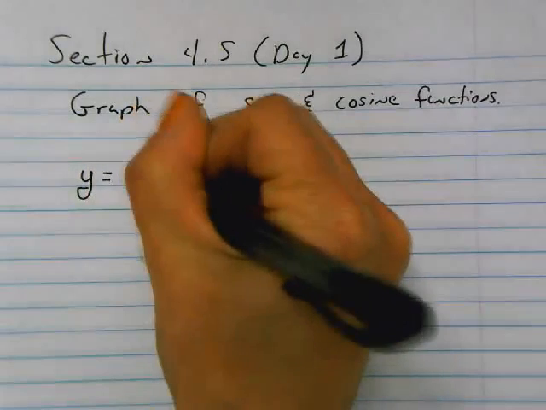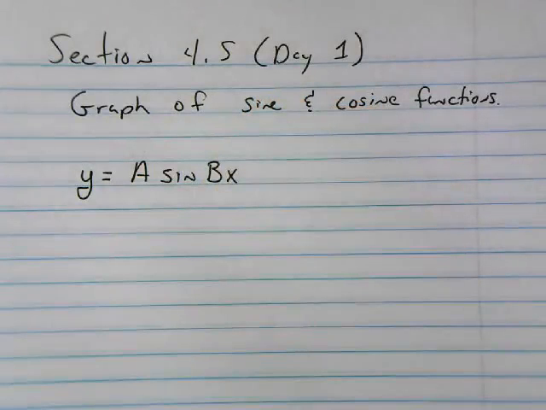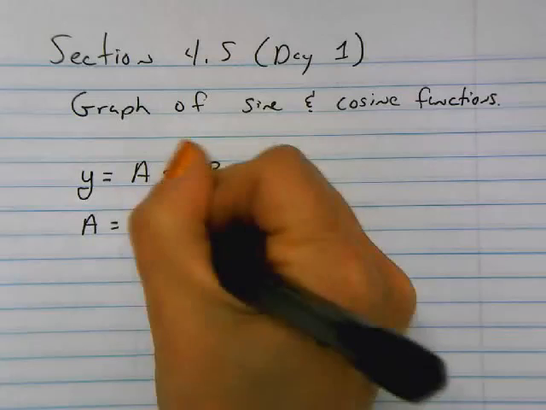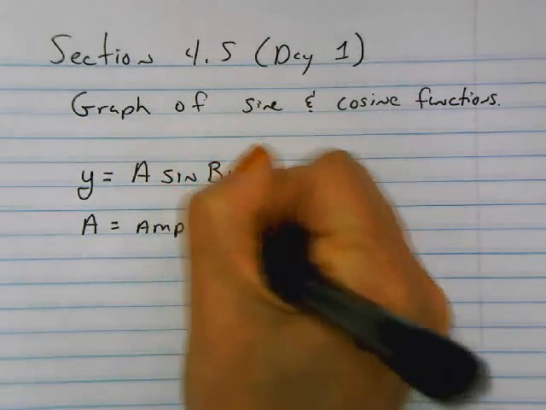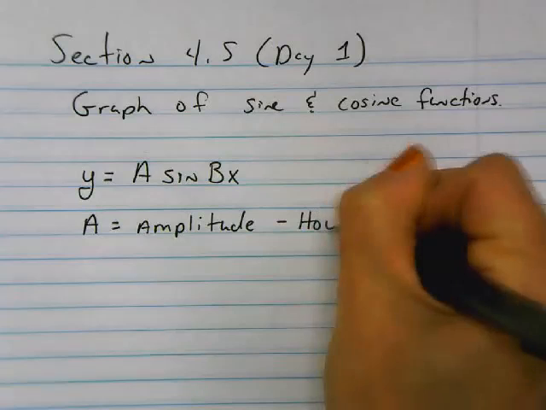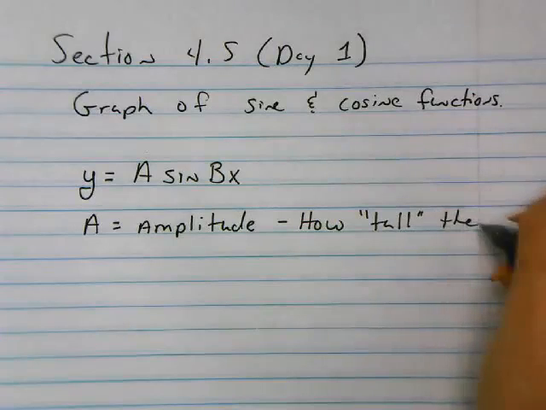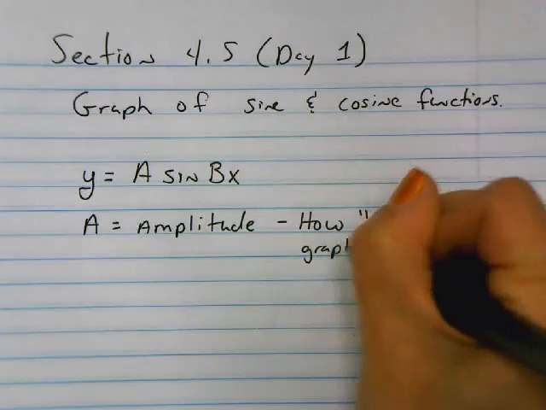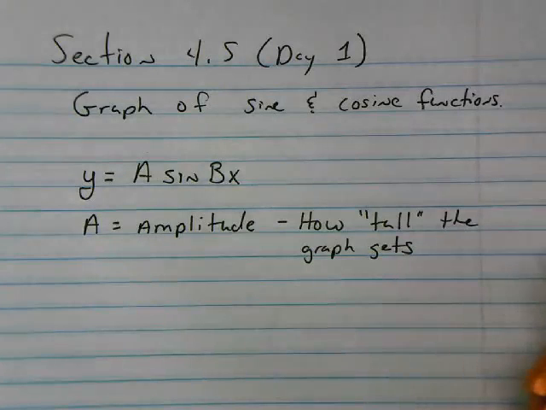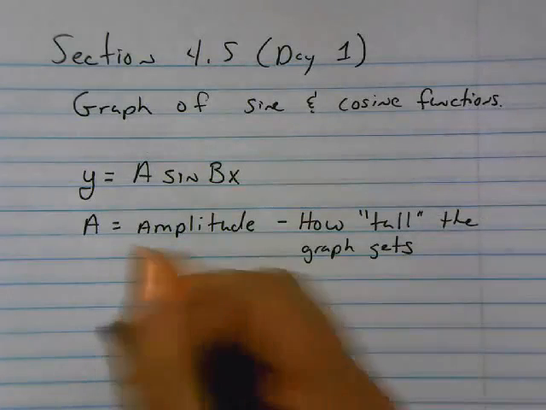Even before that, let me go ahead and start off with this. That's your basic sine function. A is called amplitude. It's defined as how tall the graph gets. As far as tall goes, I mean vertically. It's how vertically stretched the graph is.